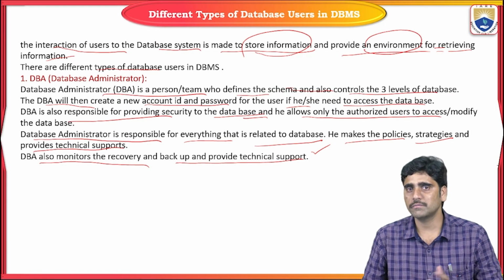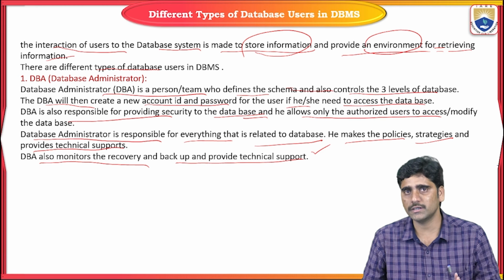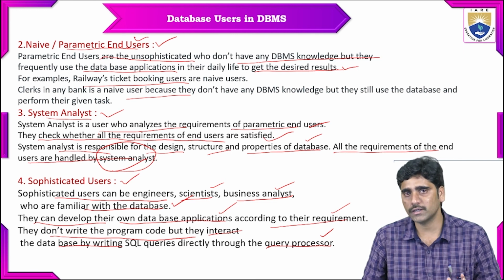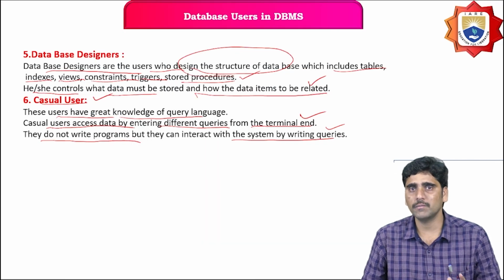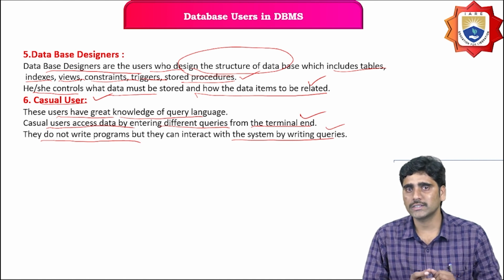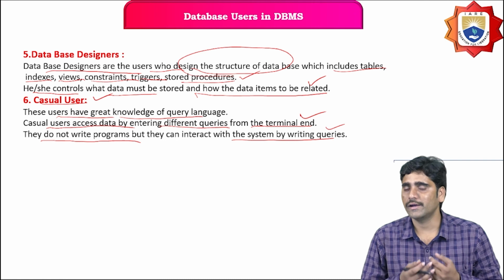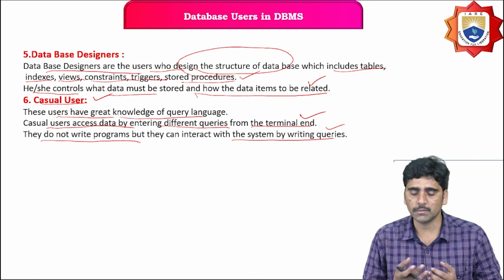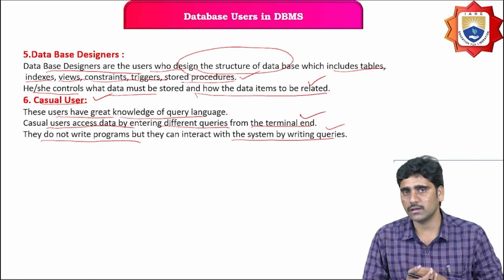The different types of users are the DBA, database administrator, parametric end users, system analysts, sophisticated users, database designers, and casual users. Some of them have strong knowledge of the database and can write queries and develop code also. And some database users don't have knowledge of the database, but they can use database applications on a regular basis.